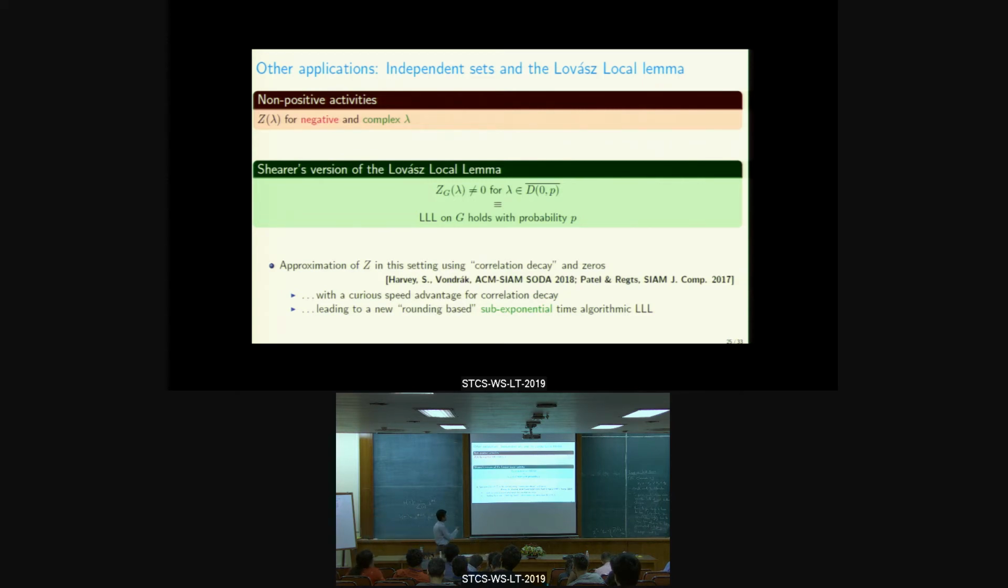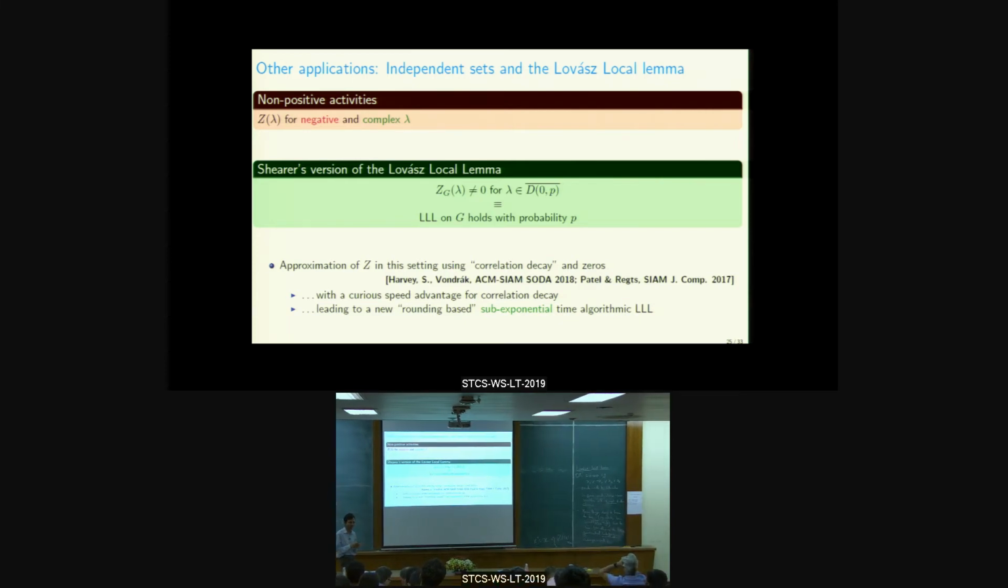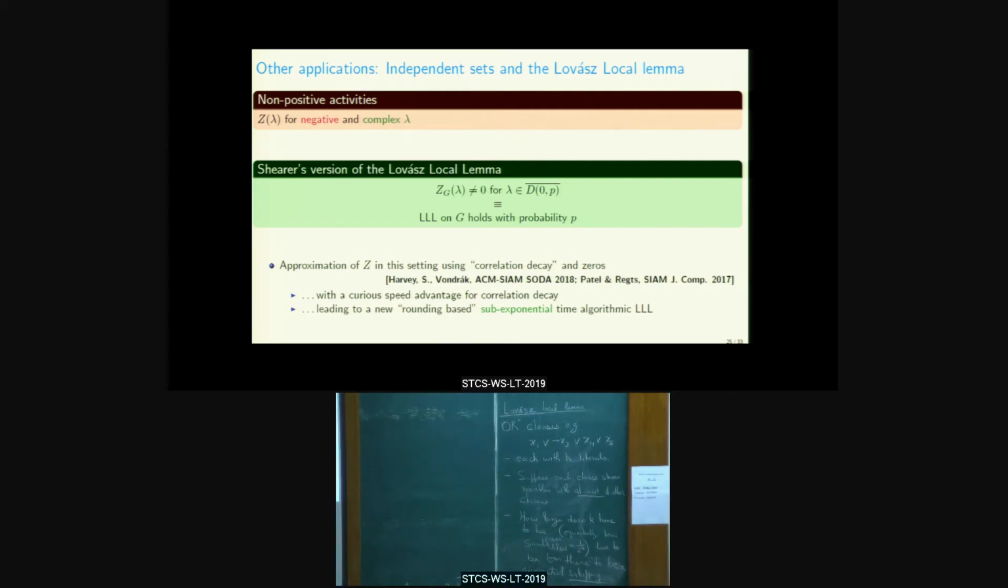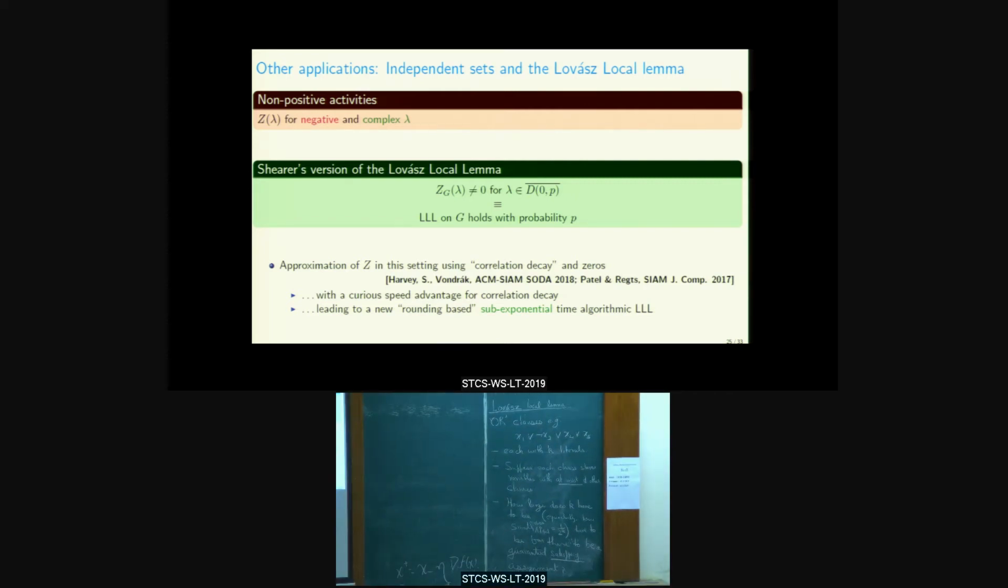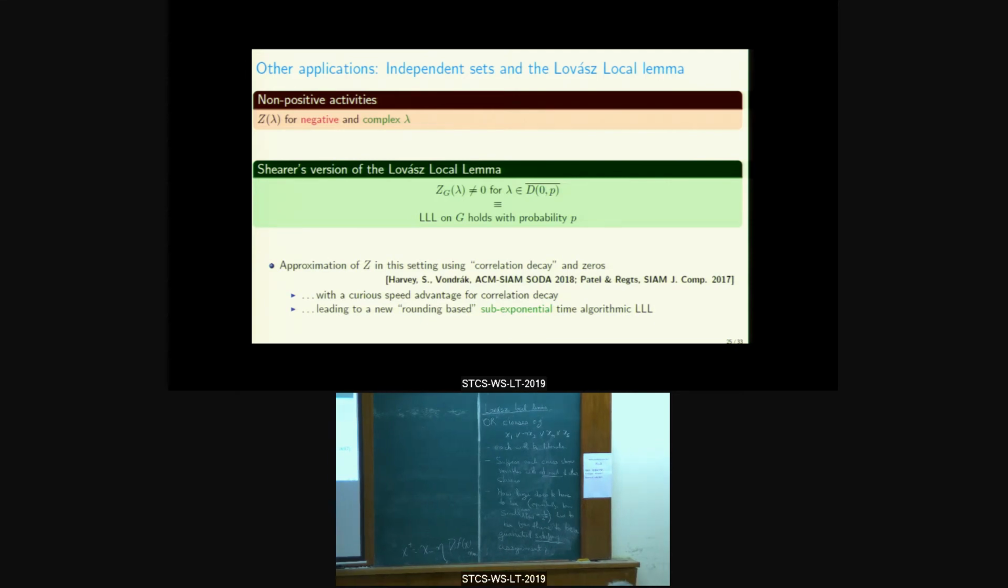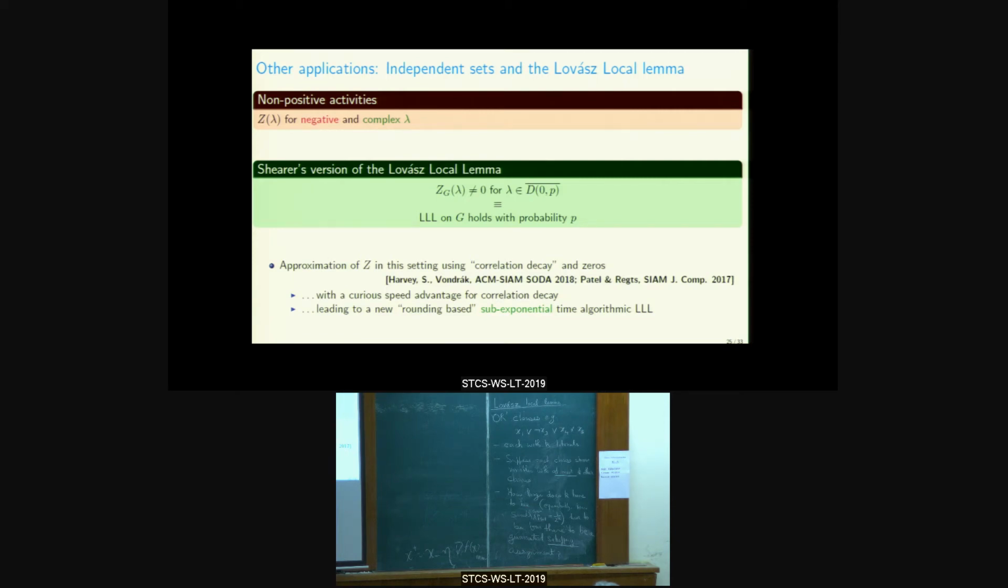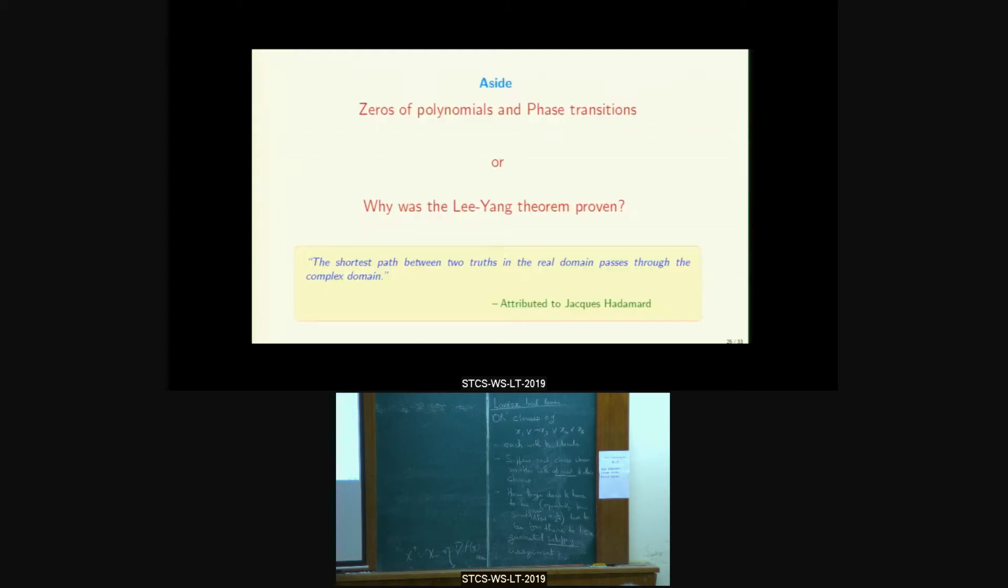But it turns out that one can even do correlation decay, which does not even make any sense at first because there's no distribution, there's no correlation, and so on with complex values. But one can use some kind of correlation decay to approximate that in this setting, similar to the ideas earlier. And somehow there's some kind of speed advantage that correlation decay seems to have. I'll come back to this in a minute. This leads to some new kind of algorithm for the algorithmic Lovász local lemma, which is to find a configuration of those events where all of them don't fail. So this seems interesting. I can talk more about this offline.